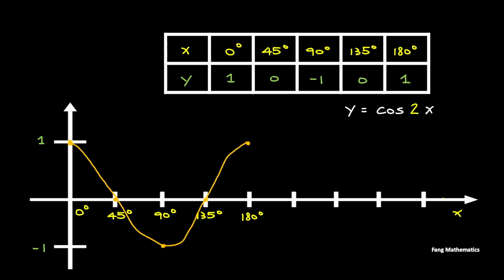Then we know that from 180 to 360, that should be its second cycle. And we are to use the same interval as 45 degrees. You are to get 225, 270, 315. We are to repeat the cycle. Let's mark the coordinates 0, minus 1, 0, and 1. And you should get the graph y is equal to cos 2x.